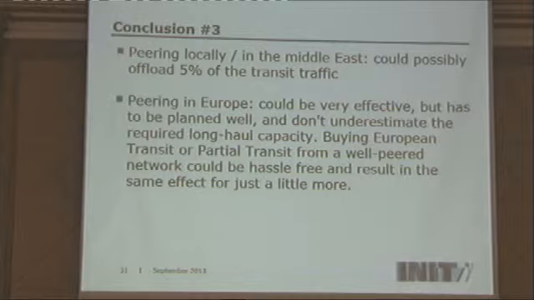Then there is also the option of peering in Europe. That could be very effective, but it has to be planned well. Don't underestimate the required long-haul capacity. If you have currently 100 gigabit of traffic and you go to DKIX or M6 with a 10 gig pipe, that won't be sufficient. So buying European transit or partial transit from a well-peered network could be hassle-free. You don't have to have the engineering skills, and it just could have the same effect as remote peering in Europe, just for a little more.